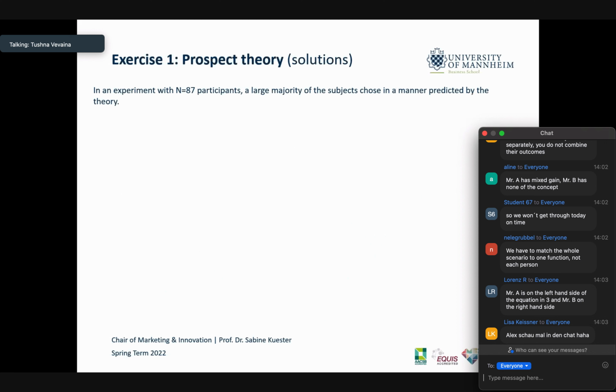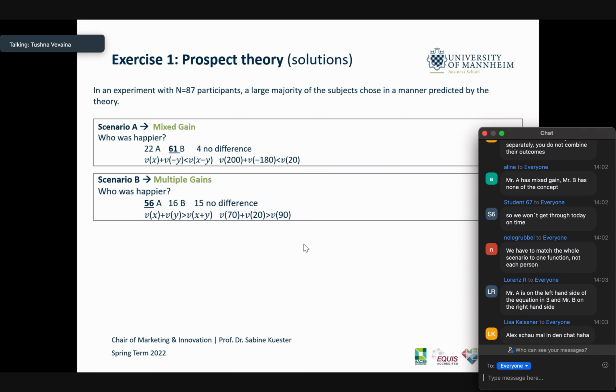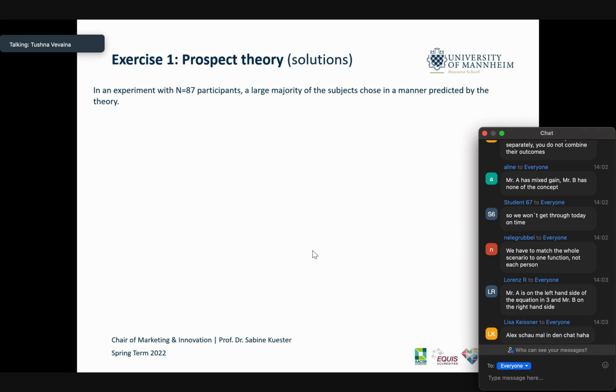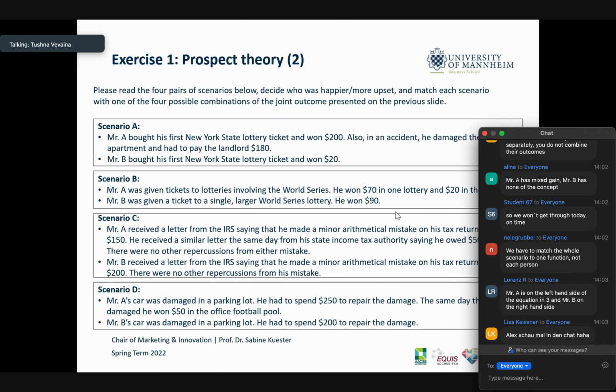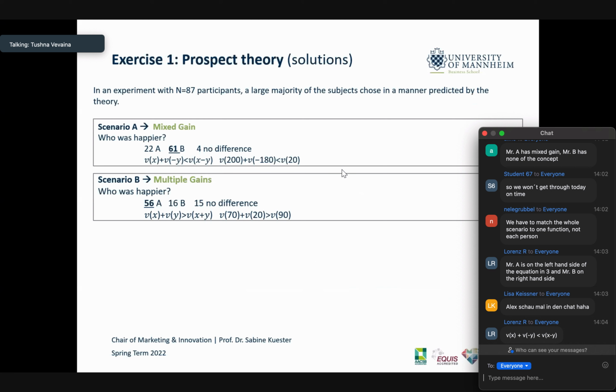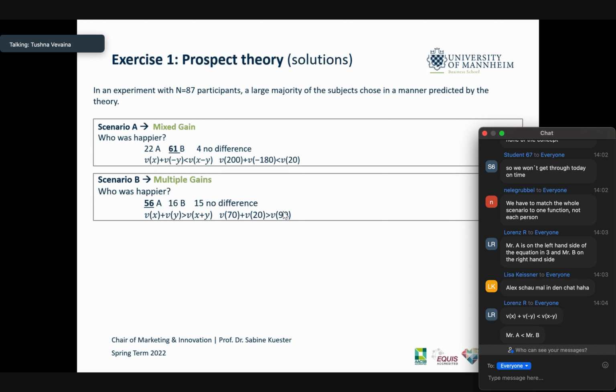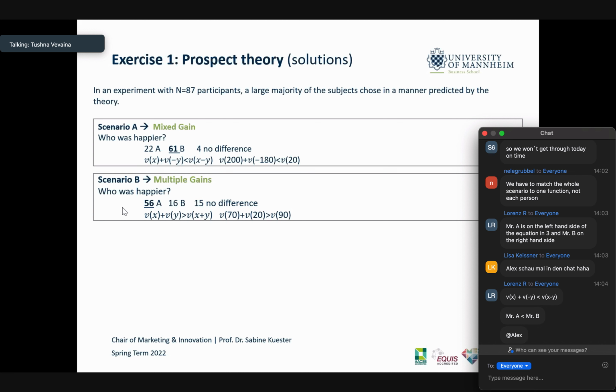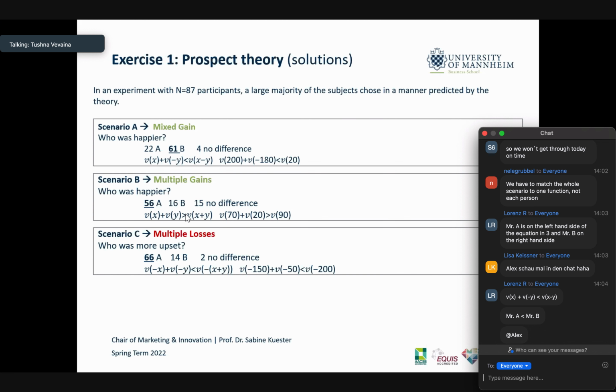Okay. Then you have scenario B, where you have, as I mentioned already, multiple gains. The reason being your X value is positive 70, your Y value is positive 20. So the net gain is going to be 90. But as we saw earlier, 2 gains individually are perceived higher than 1 gain, which Mr. B has. And that's why over here we saw that most respondents responded that A would be happier.